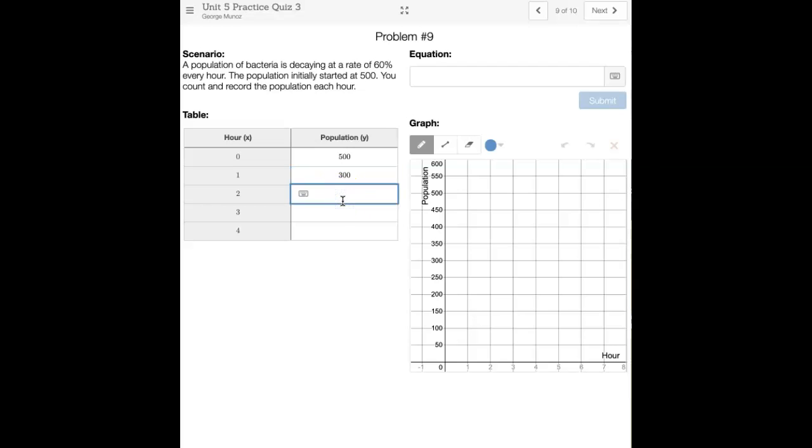And then 60% of 300 is 180. And then 60% of 180, let's see, use your calculator. 0.6 times 180 is 108. Again, decaying at a rate of 60%, I'm just multiplying by 0.6. 0.6 times 108 is 64.8. So I suppose we could round that to 65, since we probably wouldn't have 0.8 of a bacterium.